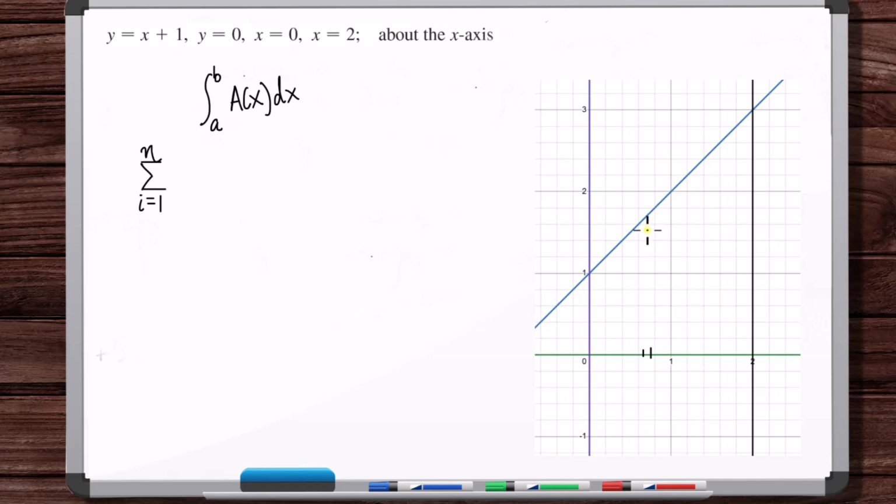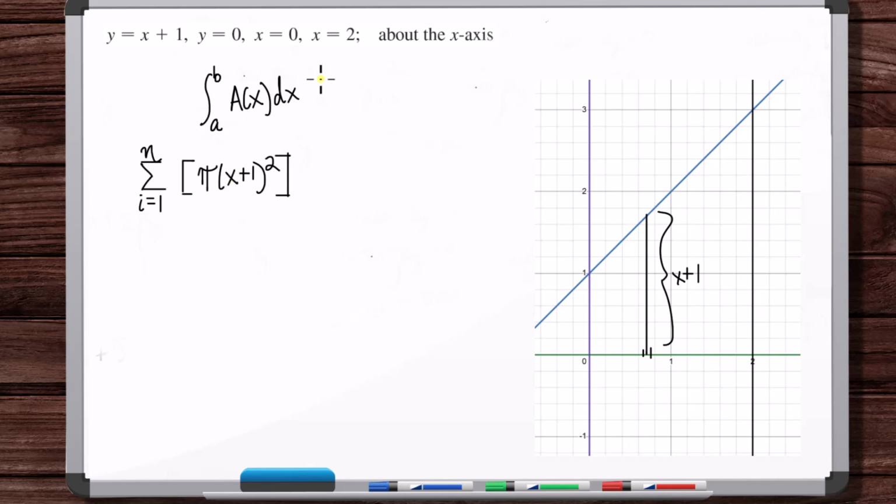Well, it's going to be a circle with radius equal to this, right? So what is this length? This is x plus 1, whatever this x is. And so the area of that circle is pi r squared. And this is the radius, so it's pi times (x plus 1) squared. That's A of x. That's this.